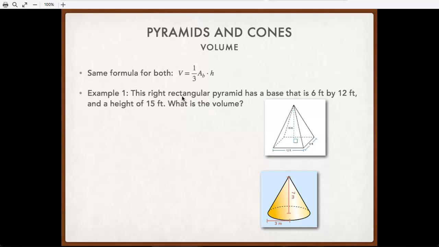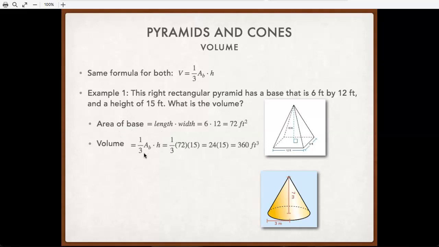To find the volume, first we find the area of the base. It's a rectangular pyramid, and so the area of the base is length times width, 6 times 12, or 72 square feet. The volume then is 1/3 times the area of the base times the height. 1/3 of 72 is 24. 24 times 15 gives us 360 cubic feet. Remember, anytime we're talking about volume, we'll always have cubic units.